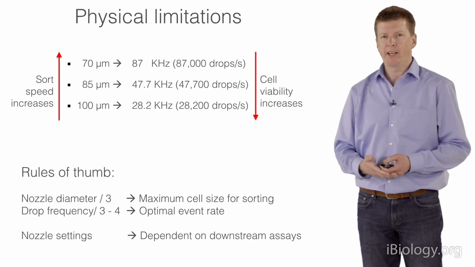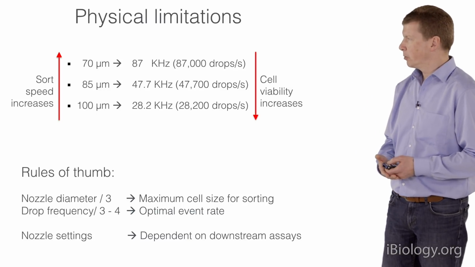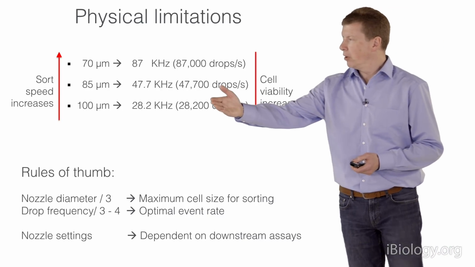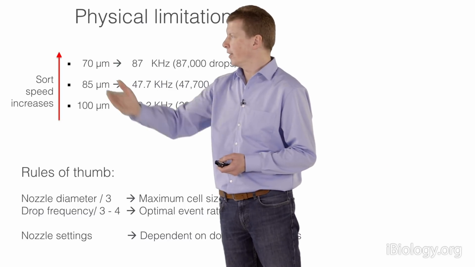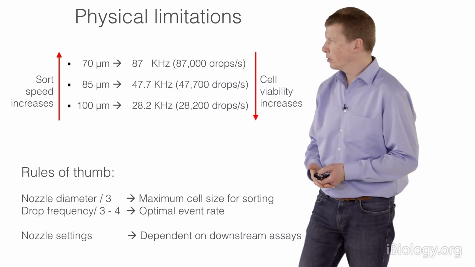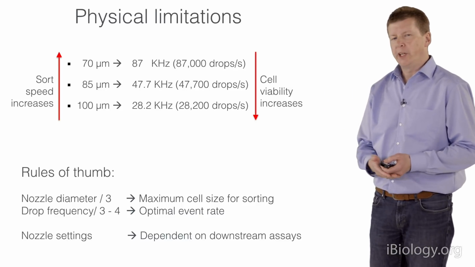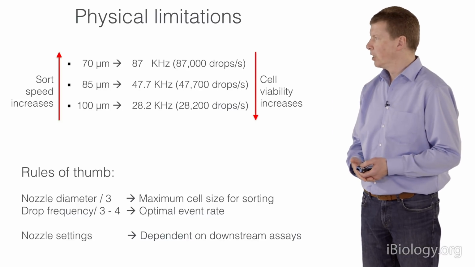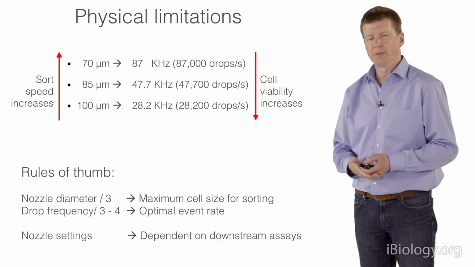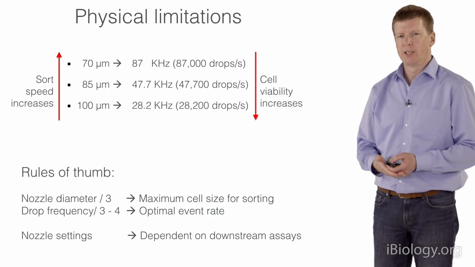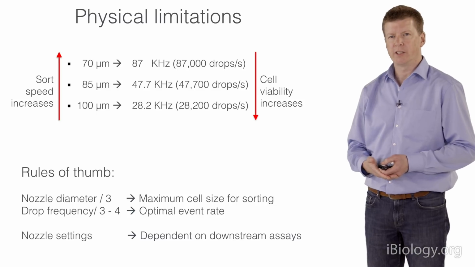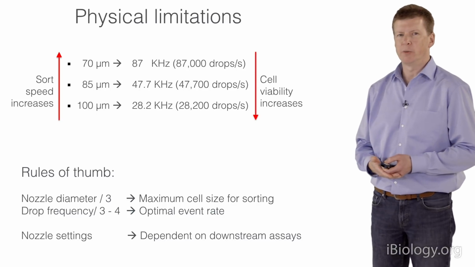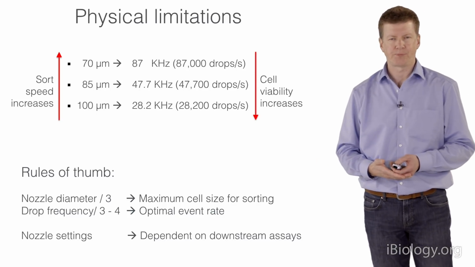So now let's have a look again at our numbers and what is given by the physics. We already learned that by going down with the nozzle size, we can increase our sort speed. But we have to pay a price for that. To get a stable droplet break-off with a small nozzle, we have to apply a very high pressure on the stream. This induces shear stress and forces on the cell, and therefore cell viability will be higher when we choose a larger nozzle size.